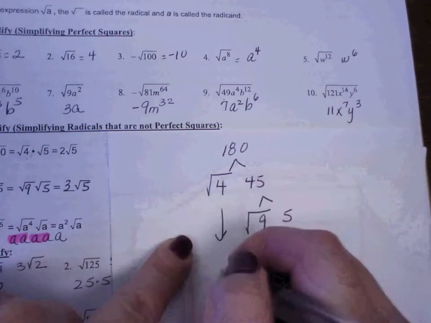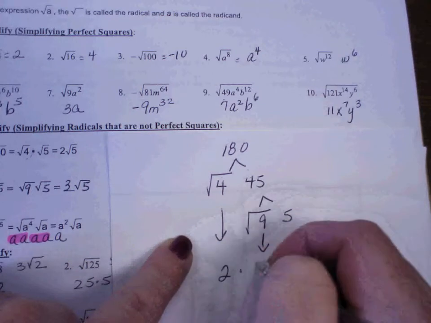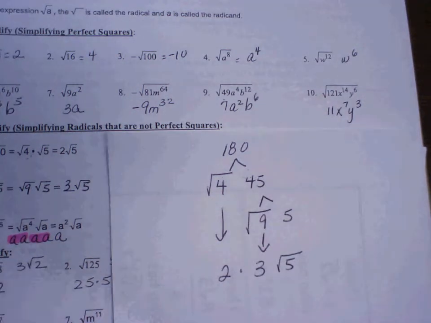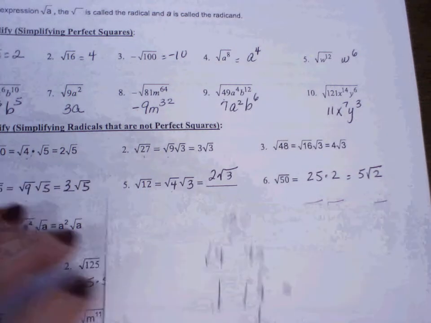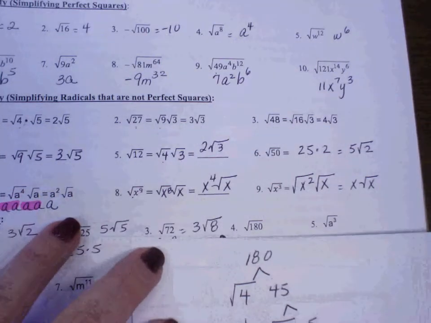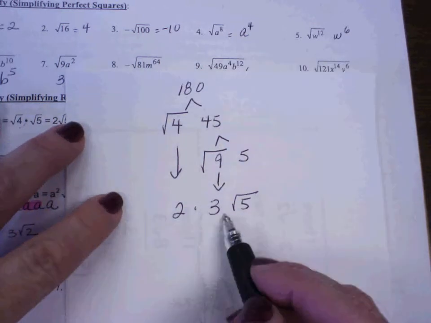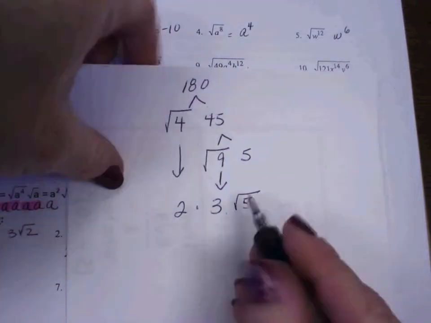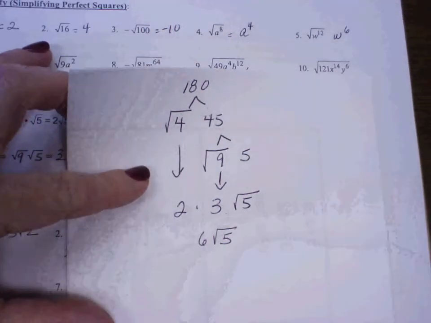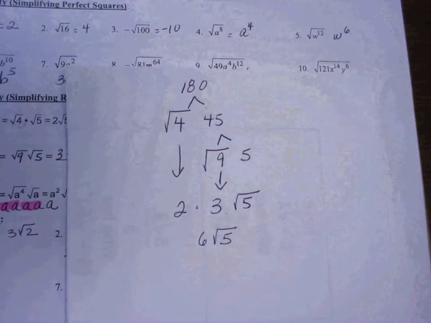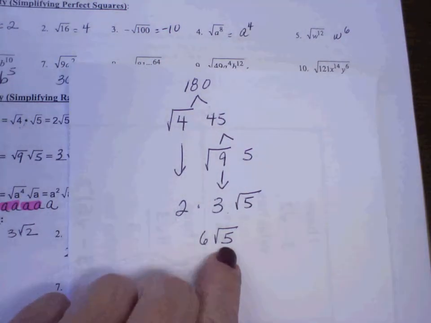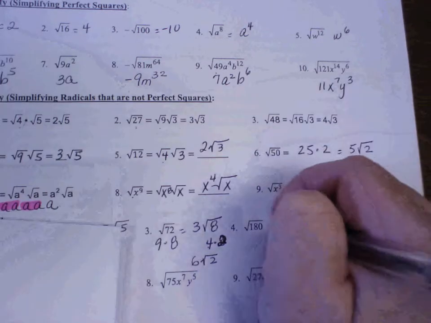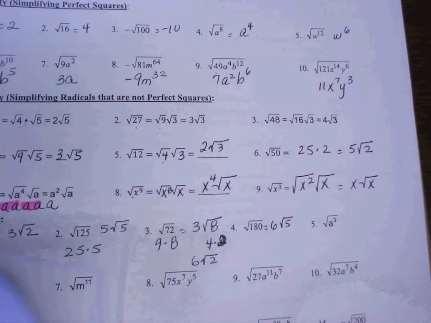All right, what's the square root of 4? 2. What's the square root of 9? 3. And then that one doesn't have a square root. Good to see you, baby girl. All right, so. Huh? Oh, she just left. All right. So what's 2 times 3? 6. And square root of 5. So that would be 6 and square root of 5. There you go.